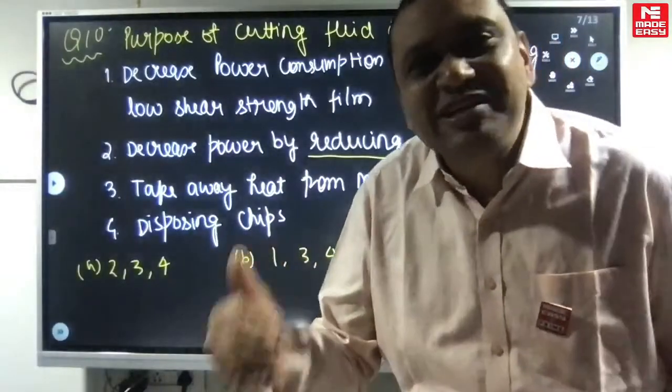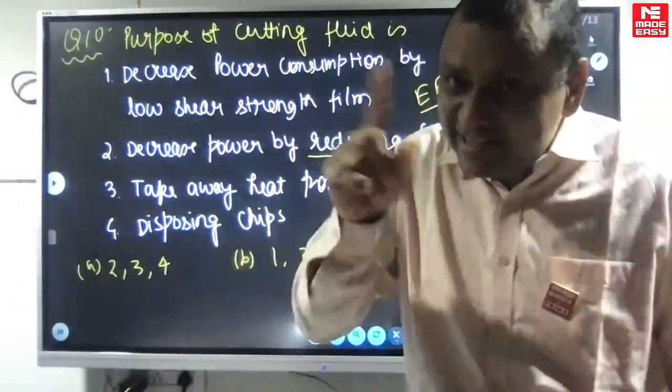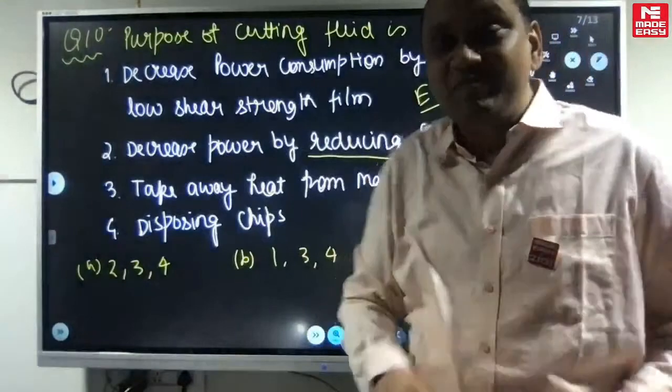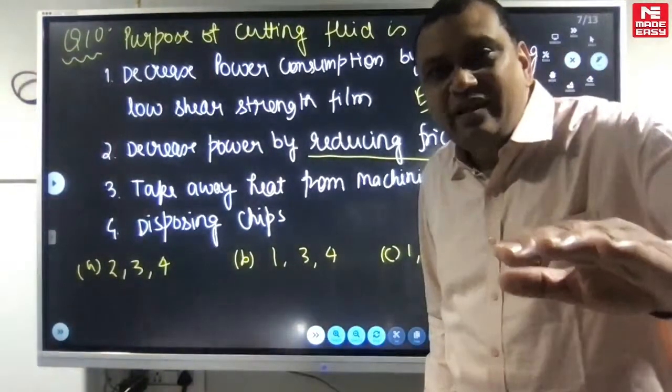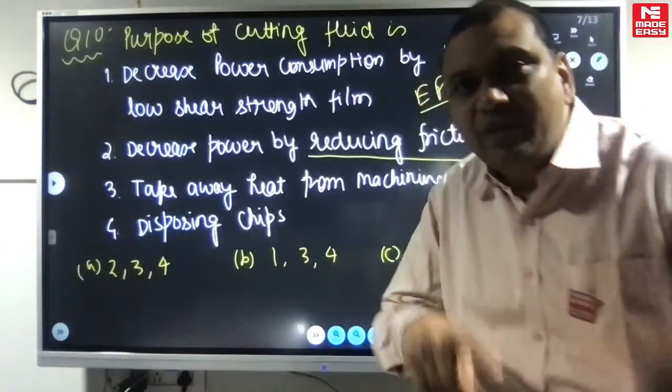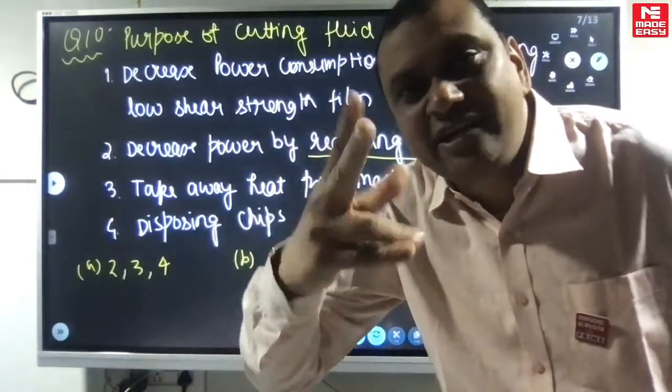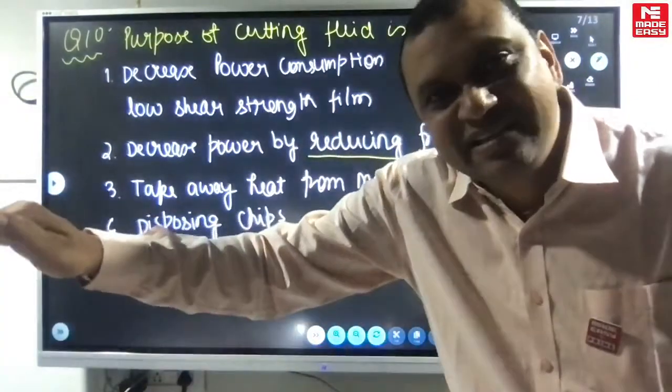Now second statement, because it also provides a lubricating characteristic, it decreases the friction force, especially as the chips are flowing over the rake face. There are two regions, sticking region and slipping region.